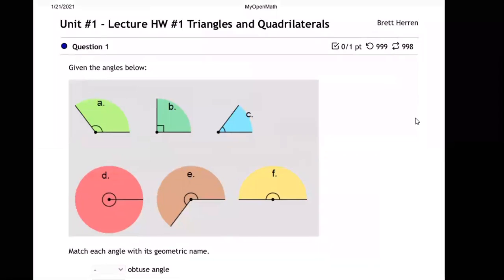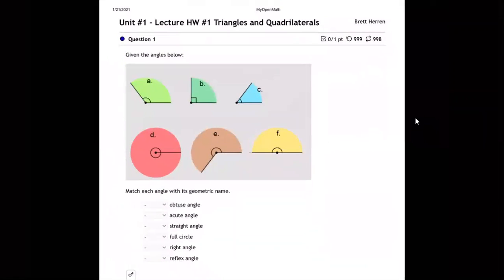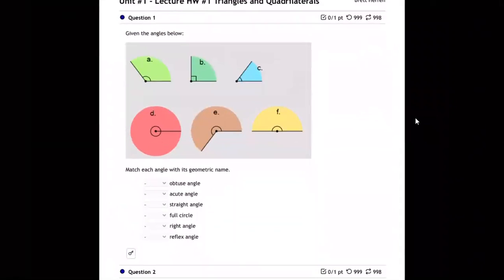Okay, so they're giving us some angles down here, and they're asking us to match up the names. So this is just practice with the names of angles. I just want to refresh your memory on what different angles are and their measures and stuff.